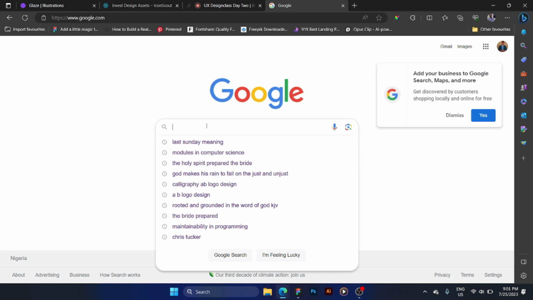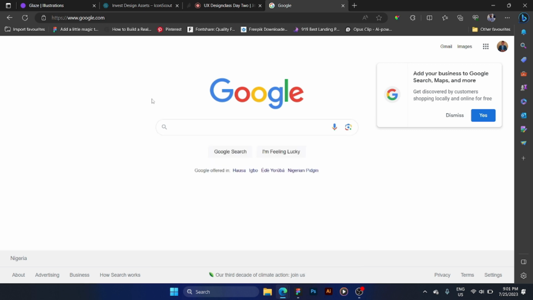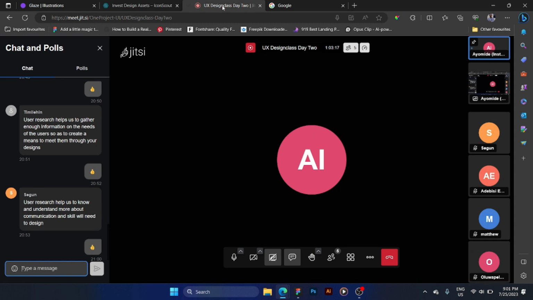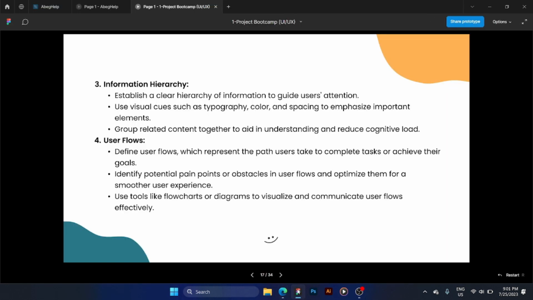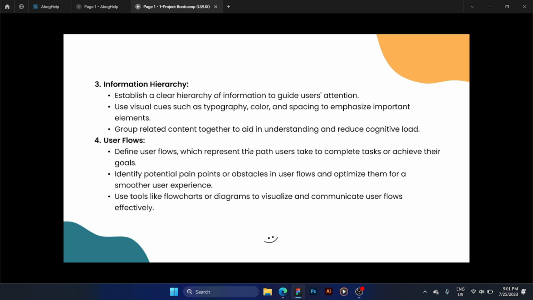Do you get that now? Do you get it? And then we have that under information hierarchies, where we use visual cues such as typography, color, placement and spacing to emphasize important elements. So we use all of those things. Don't worry, you see the practical aspect of it, and you really see the beauty of all the information that you've been gathering.